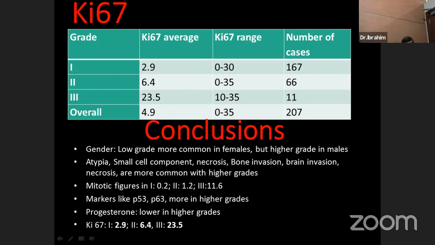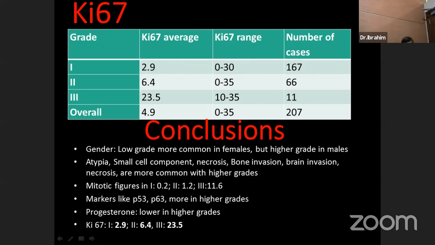Ki67 that we mentioned in grade 1 is usually 2.9 in our series, in grade 2 it is higher, and it's very, very high in grade 3. We always use Ki67 in all our cases, and I think it's very important. Still now, WHO does not consider Ki67 part of the grading, although they mention it when calling whether it's grade 1, 2 or 3, but it's not part of the criteria.